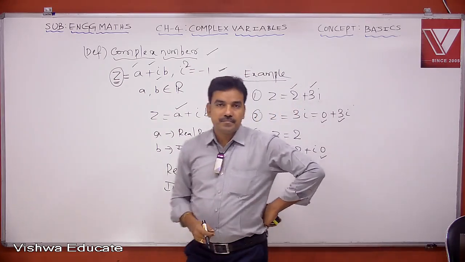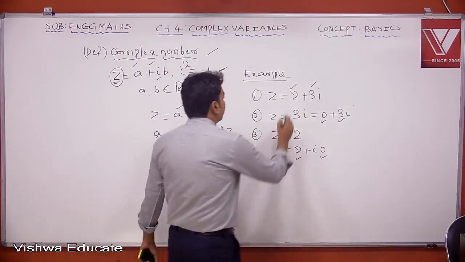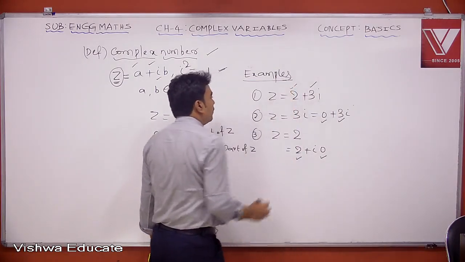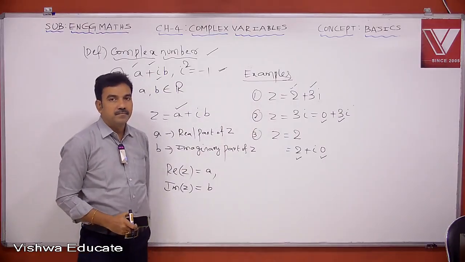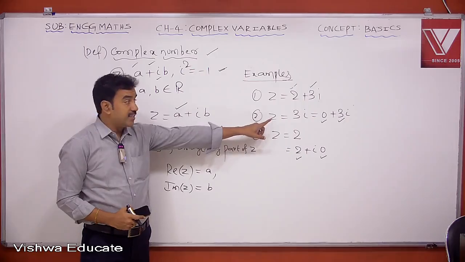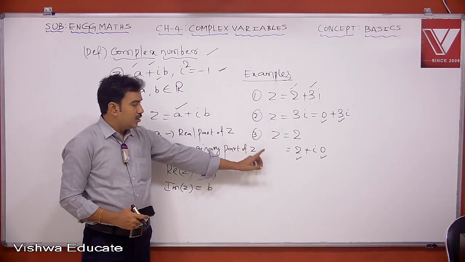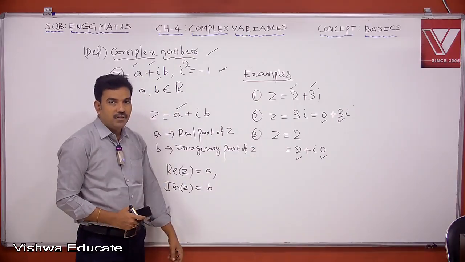Examples. Note down these three examples. First one is z equal to 2 plus 3i. Second example, z equal to 3i, you write it as 0 plus 3i. Third example, z equal to 2, write it as 2 plus i0.